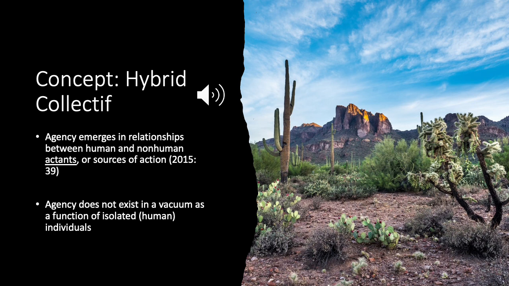So hybrid collectif sounds really complicated, but what it actually refers to is that social action is a function of human beings and non-human beings alike. And we need to think about non-human beings and processes when we think about border policy and border violence. So all of this raises this fundamental question for Jason DeLeon: How does U.S. border policy weaponize the land?